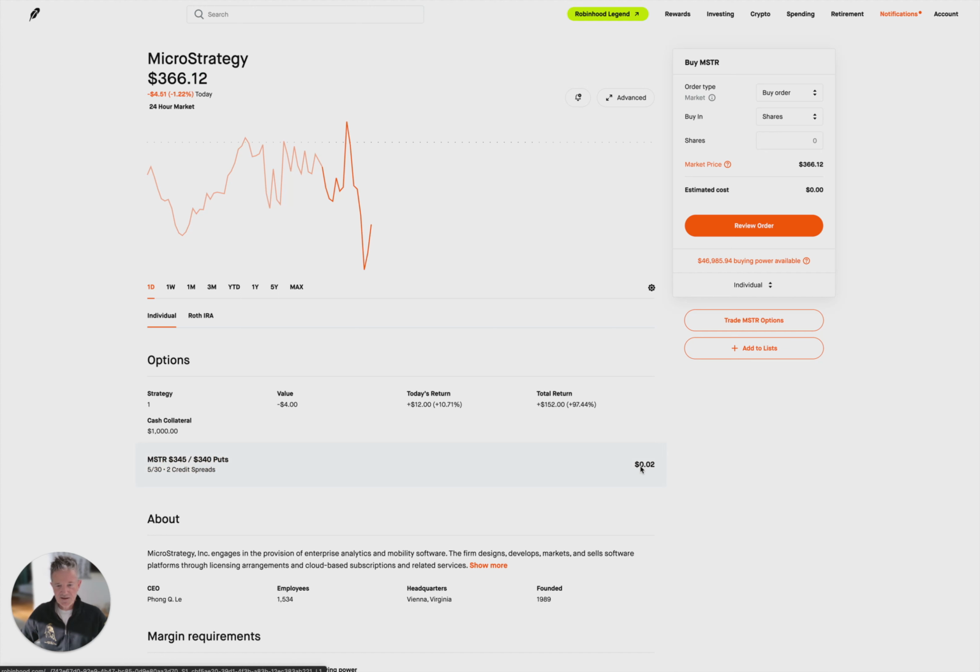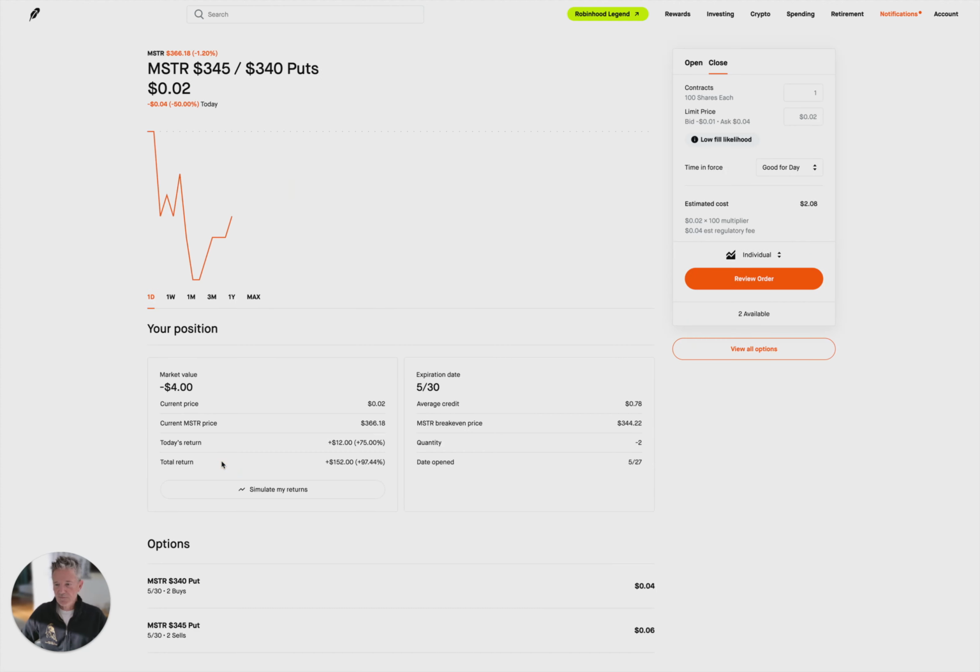We can see actually over here that it's only 2 cents to close this out. So I wouldn't actually roll this, but I'm going to go through the process of rolling it real time so you can see how I would do it. So if we open up the spread, we can check at the top of the page here. We have our short 345 and then our long leg 340 below it.